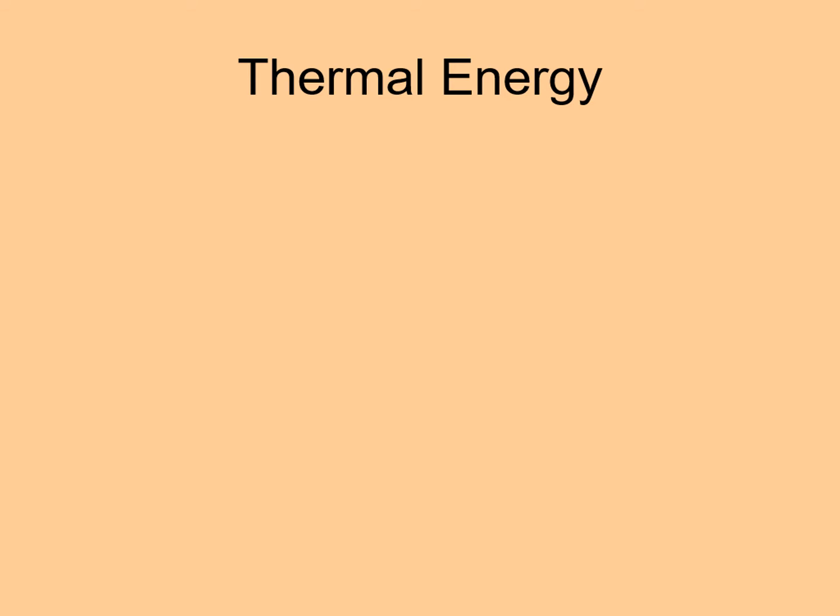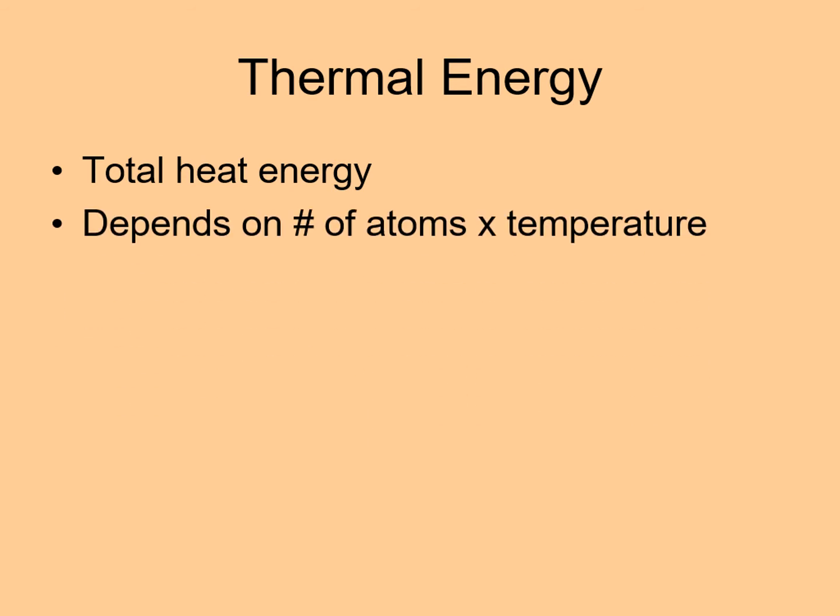There is one more idea related to heat that we should look at, and that is thermal energy. Thermal energy is the total amount of heat an object has. This certainly depends on the temperature, but not just the temperature. It also depends on how many atoms the object has. As a result, something can be very hot, meaning that its atoms are moving very fast, but still not have much thermal energy because it doesn't have many of those atoms.